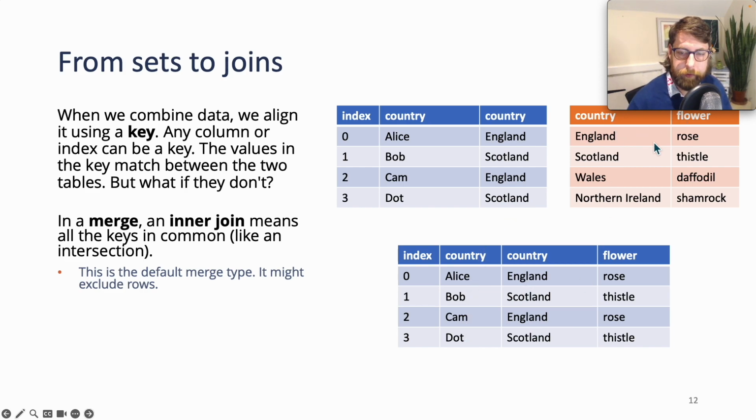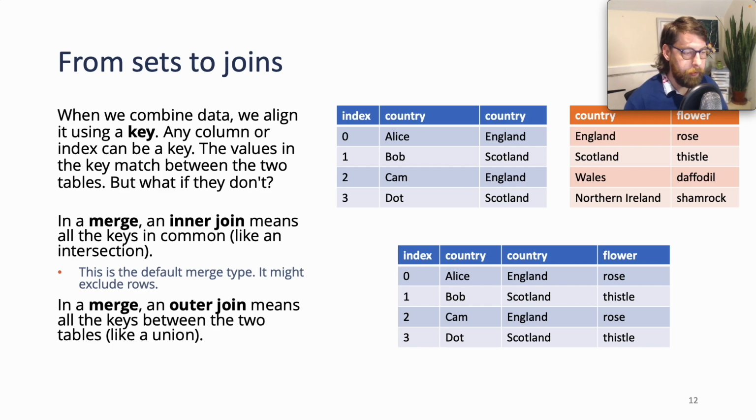And then we have these countries over here, Wales and Northern Ireland, and they're not mentioned in this country. So when we join the data in, they're not kept. So that is like the intersection. The intersection is only the things in common. Now, a merge, an outer join, is like a union. It's all of the things in common.